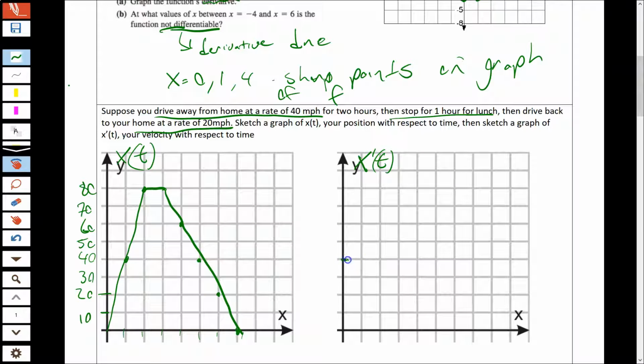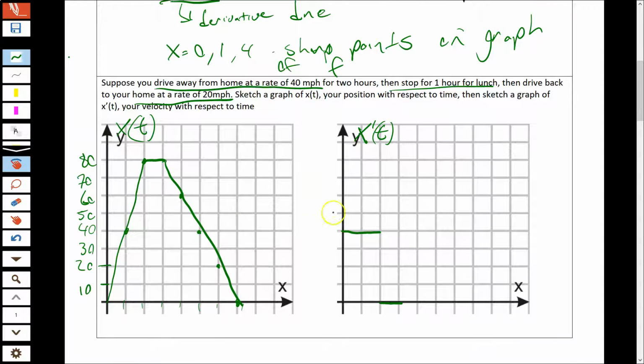So my slope is 40 miles per hour for 2 hours. 0, right? Because my speed is 0 when I'm eating lunch for an hour. And then negative 20 miles per hour because I'm going downhill. So we'll make our graph a little bit longer here. We'll say negative 20 is my slope here.